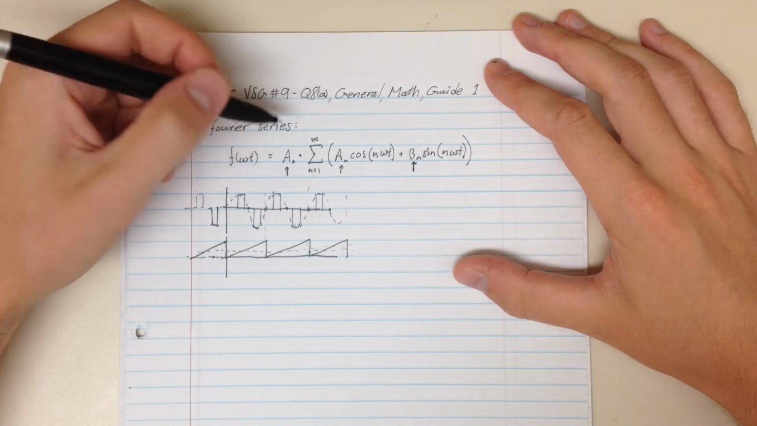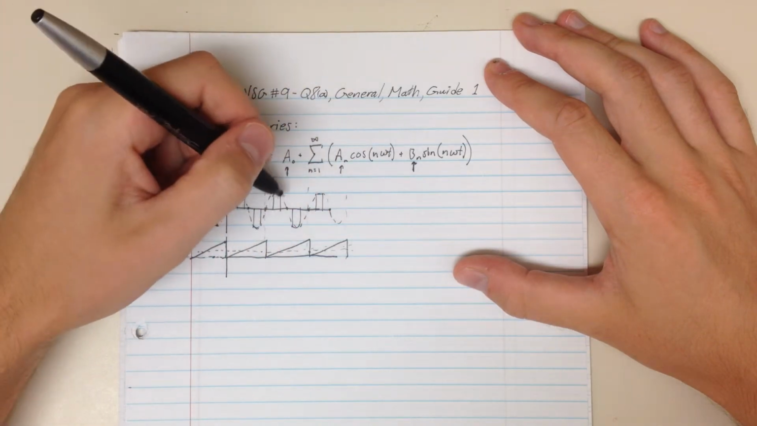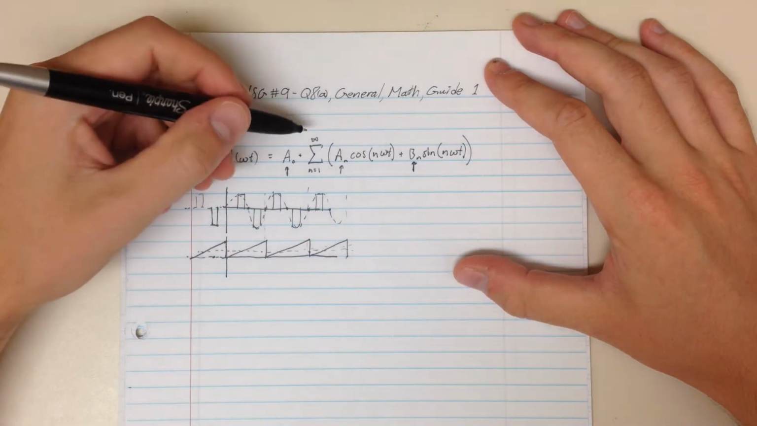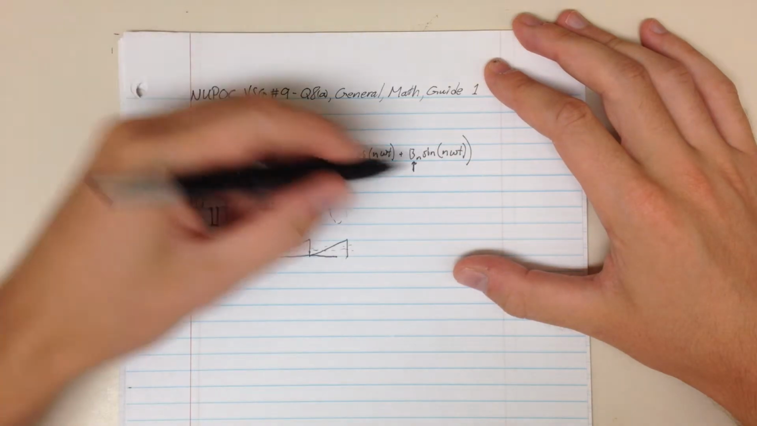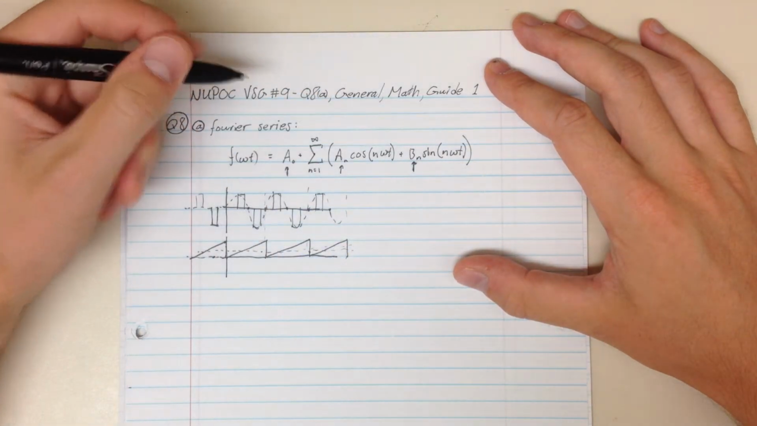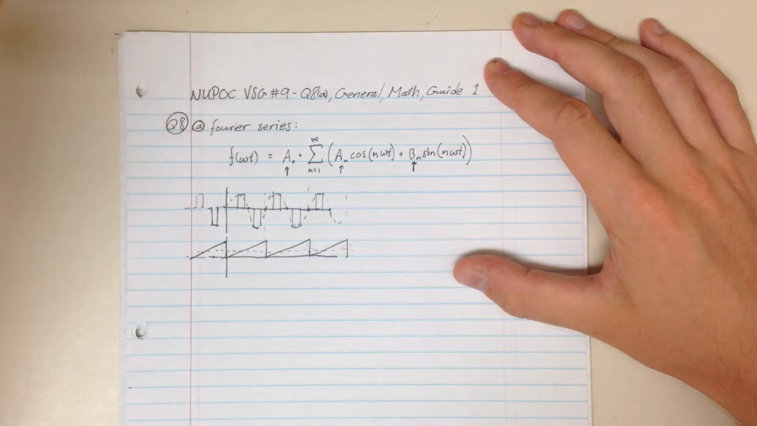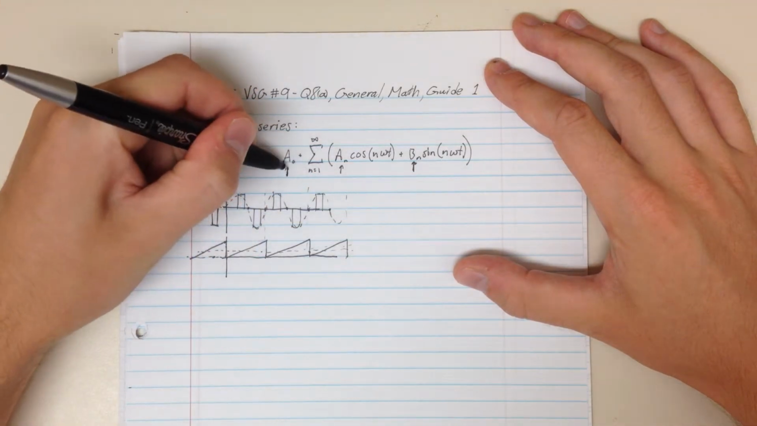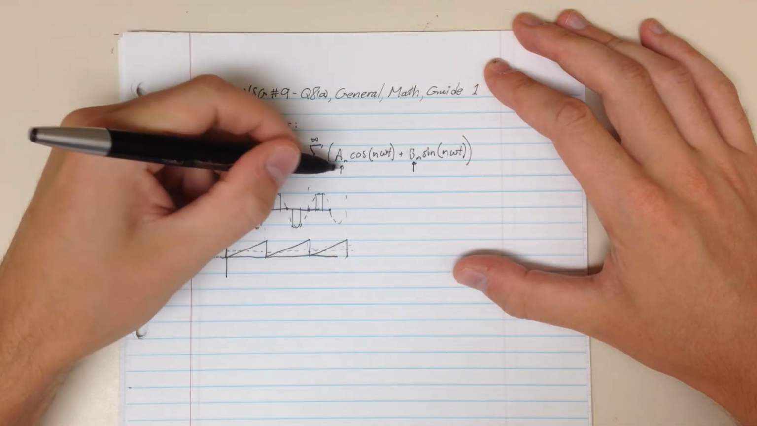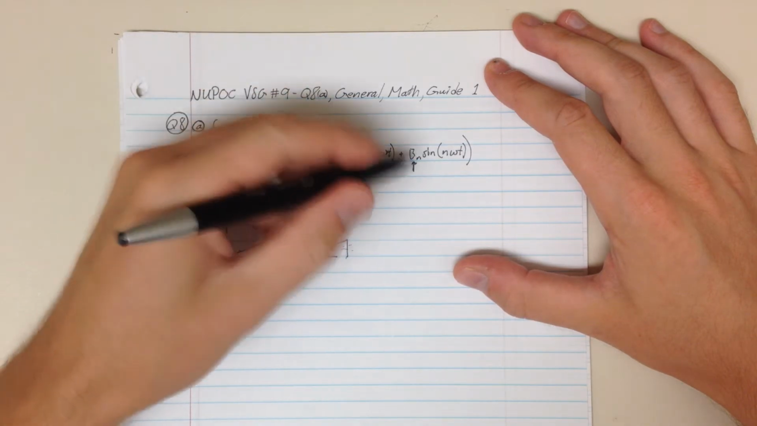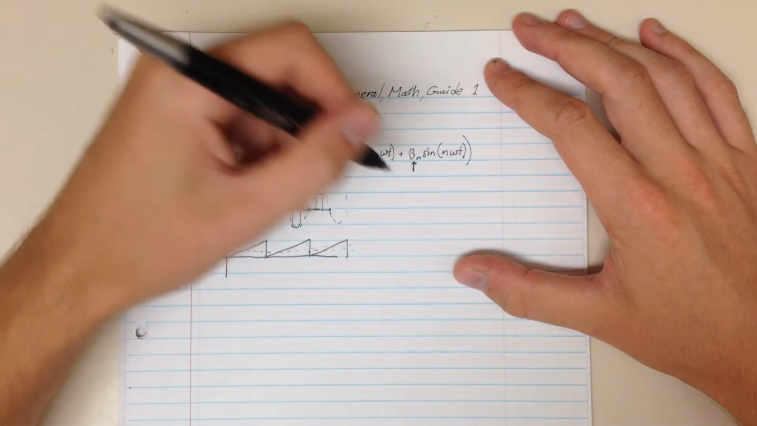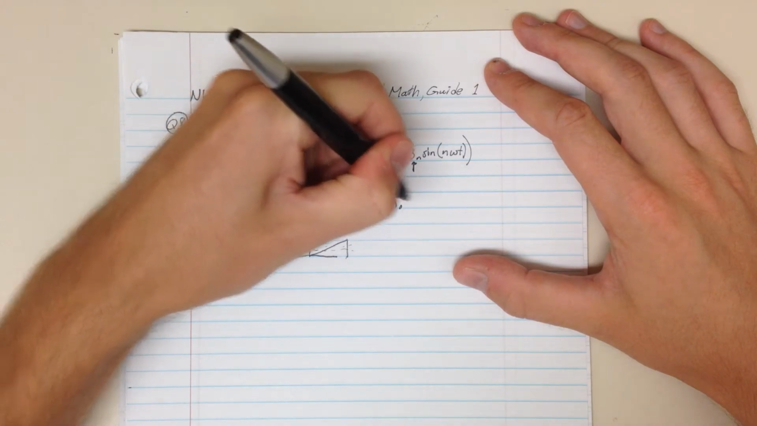So it's really cool. The Fourier series allows us to look at all kinds of periodic functions and determine their frequency composition or their frequency spectrum. So let's just touch on real quick how we would actually calculate this A0 and these ANs and BNs. Okay? So A0, that's just the average value.